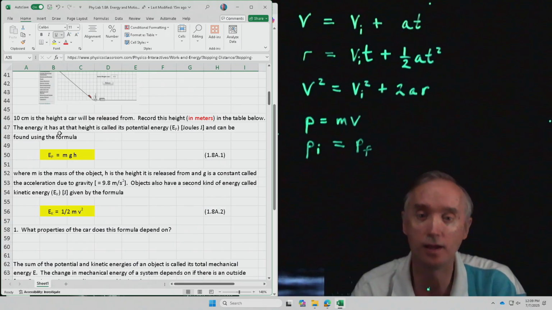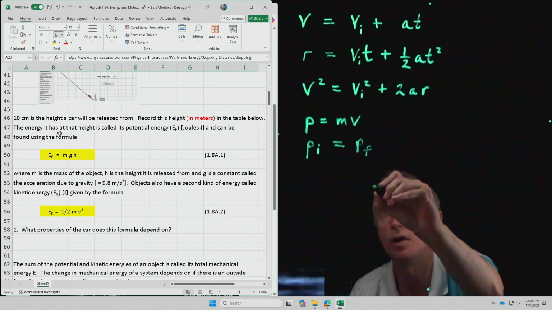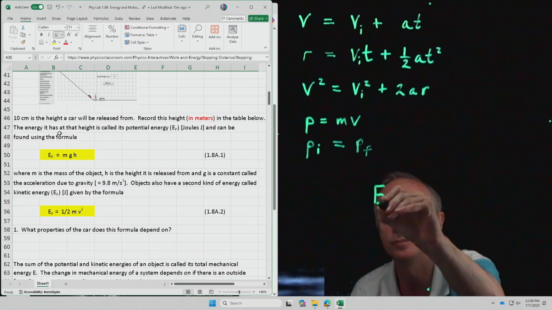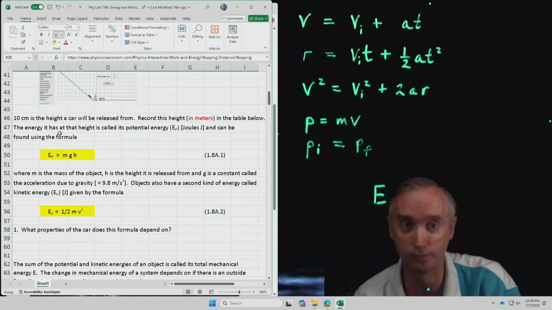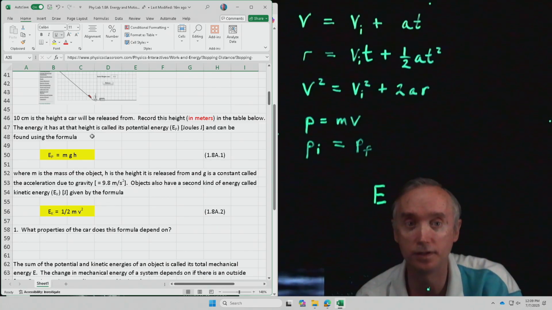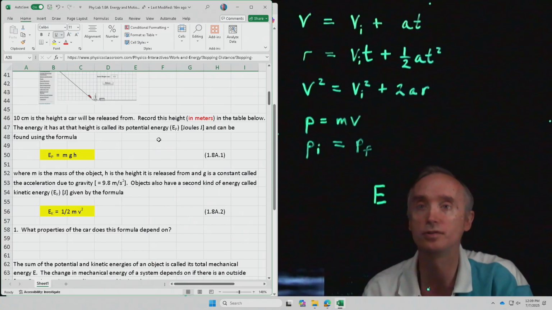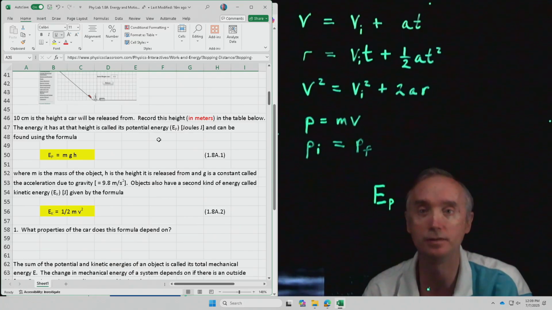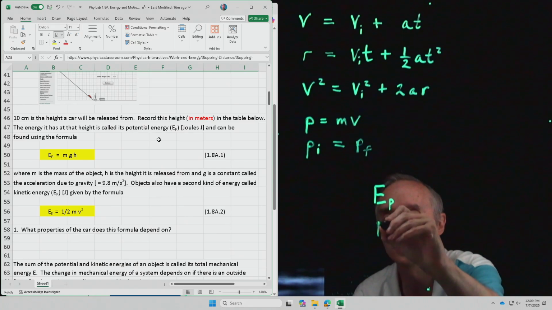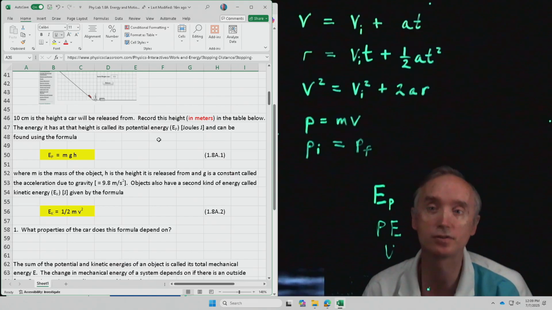And no matter what kind of energy we're talking about, it's always going to be the letter E. And then the official metric unit for energy is going to be called the joule. And so the energy it has at that height is going to be called its potential energy. And now, in order to put that down, we're going to say E sub P. And then in some textbooks, they might say PE. In other textbooks, they might use the letter U for potential energy.